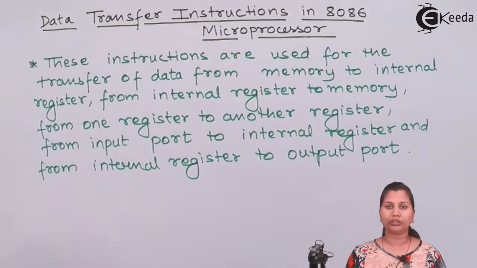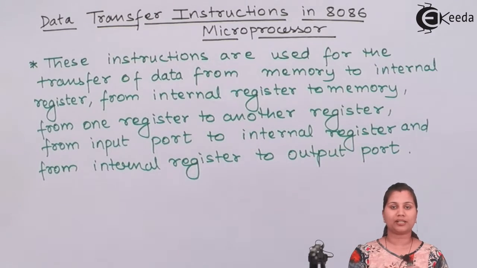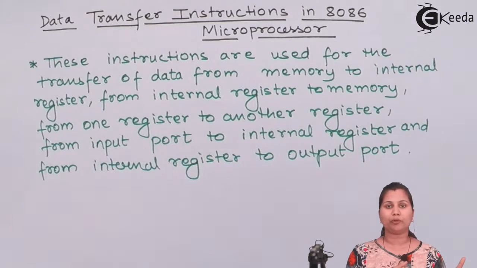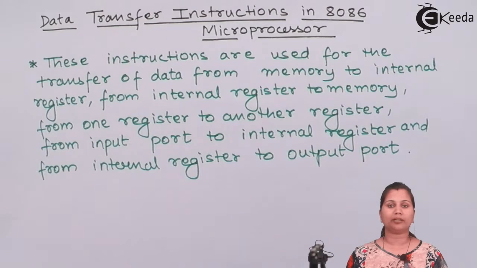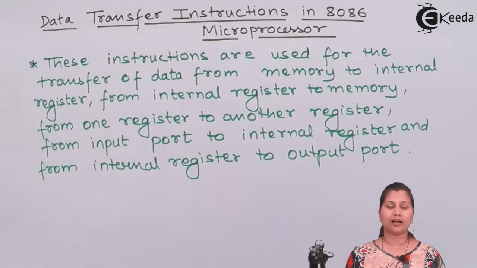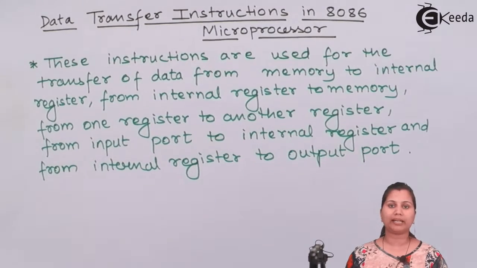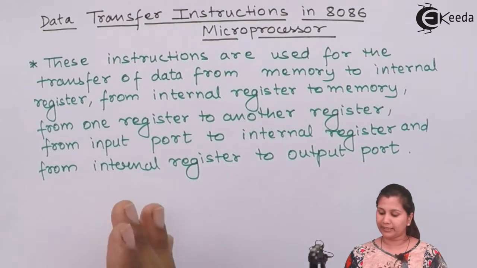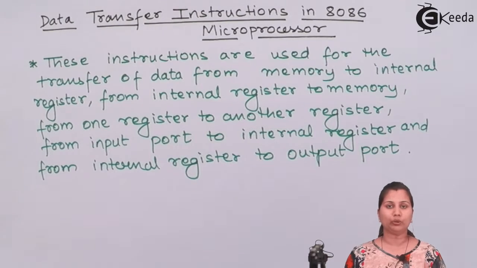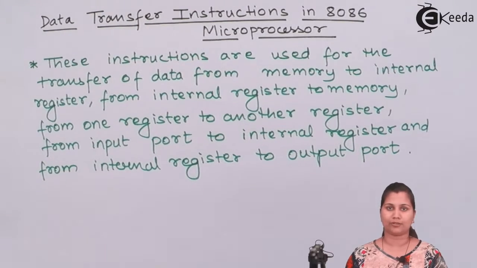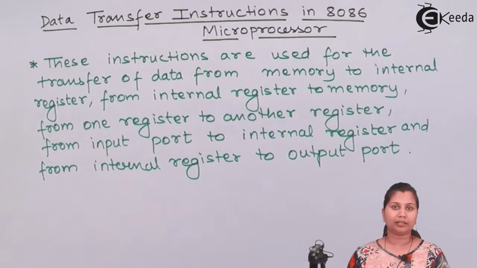Then from input port to the internal register, if the microprocessor wants to read some data from the input port, then that data will be transferred from the input port to the internal register. So input port will be the source and internal register will be the destination. Similarly, if the microprocessor is sending some data on the output port, the destination will be the output port and the source will be an internal register. So in these transfers of data, we have two places, source and destination, and there can be different places for it.